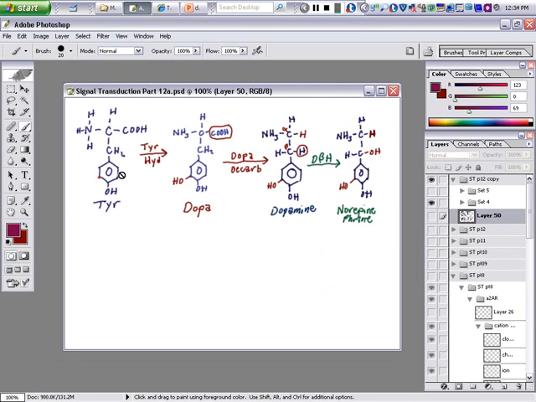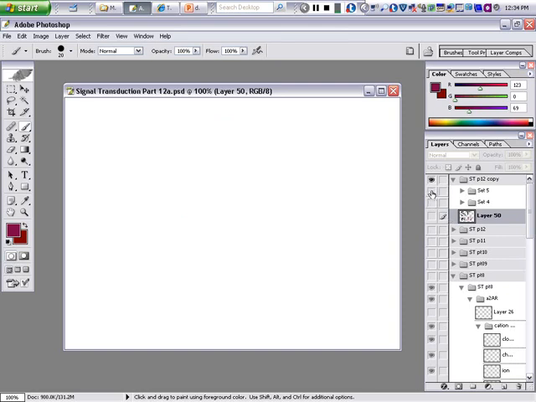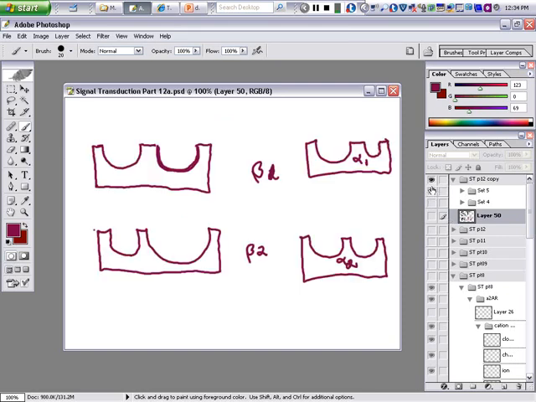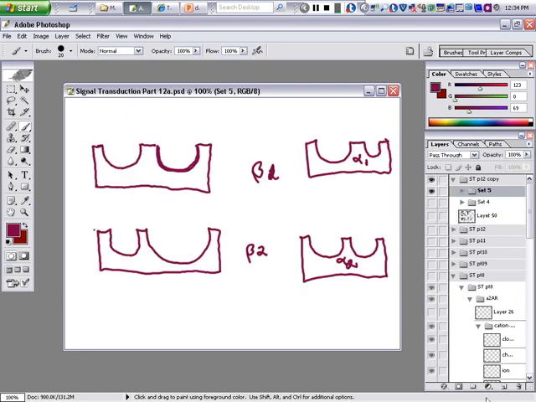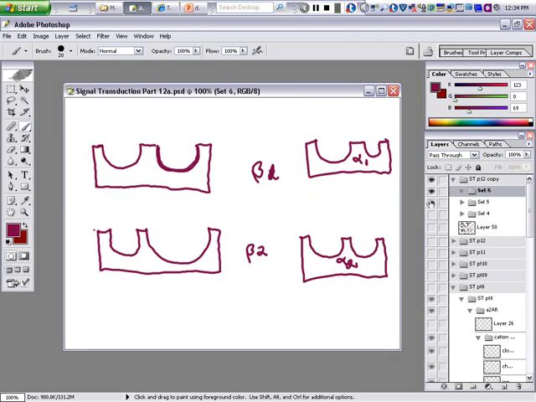We talked about how you make norepinephrine from tyrosine. Not going to go over that again. Also last time, we talked about the different adrenergic receptors. What makes them different? I'm going to actually redraw this because it's not as clear here. So let's redraw our adrenergic receptors here.